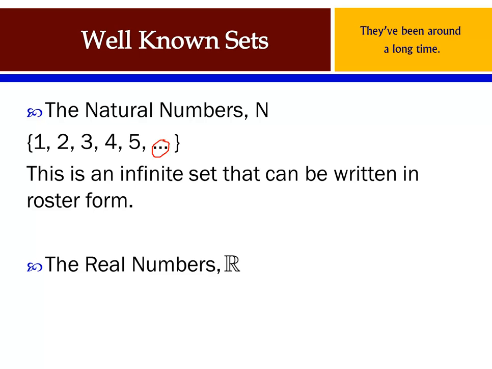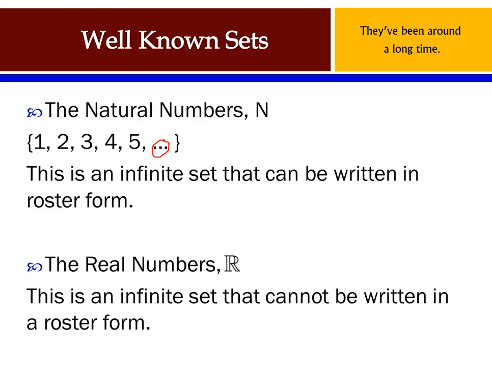Now the other set is the real numbers. And this is an infinite set that cannot be written in roster form, because this contains all of the real numbers, which would include all the fractions, all the decimals, all the whole numbers, all the positive numbers, all the negative numbers, the number 0, rational numbers, and irrational numbers. And by rational numbers, I mean fractions and decimals. By irrational numbers, I mean numbers like the square root of 5 or pi or e or some of these other famous numbers that don't have a repeated pattern in their decimal, but have a decimal that never ends. So these are two well-known sets that you should be familiar with, and you'll probably see them in weeks to come, in particular the set of real numbers.